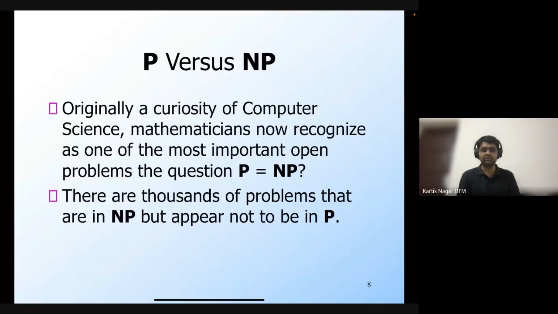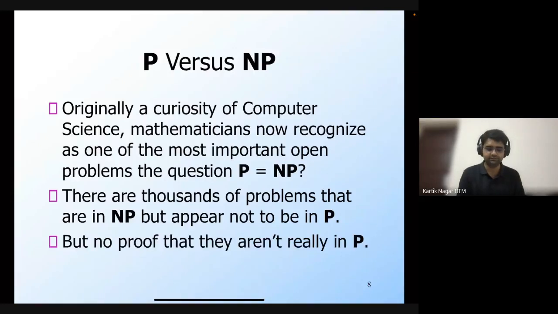So there are thousands of problems that are in NP but appear to not be in P, but there is no proof that they aren't really in P. So this problem is still open. There are many problems that are in NP, but it seems that they cannot be in P, which means that you cannot have a deterministic polynomial time algorithm to solve that problem. But there is no proof for that.